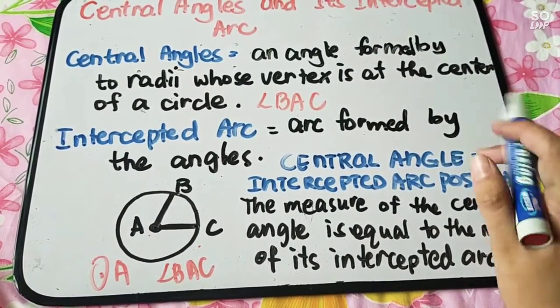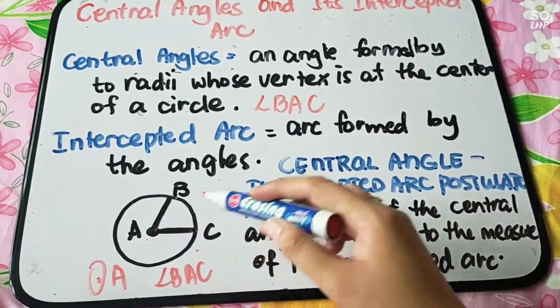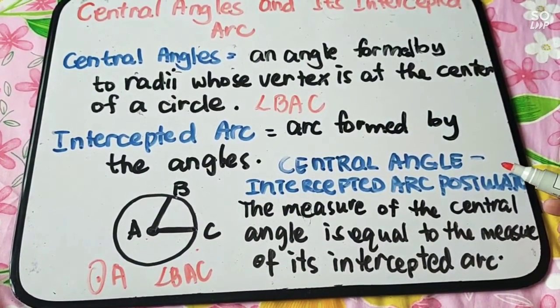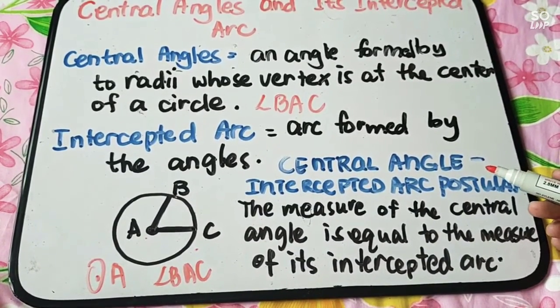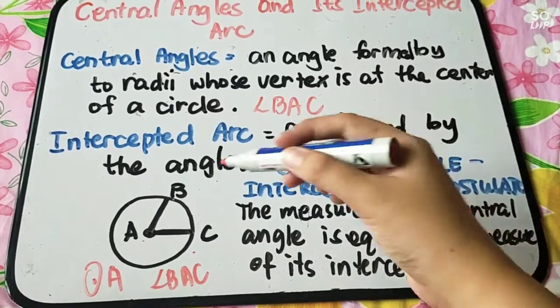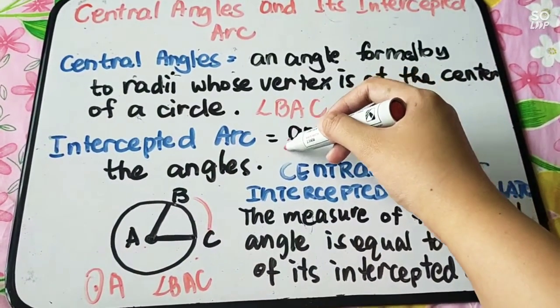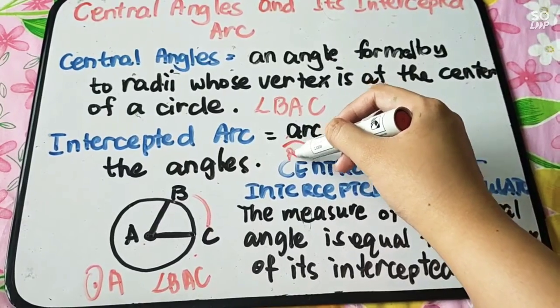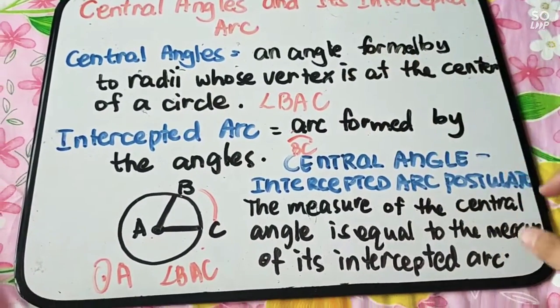Basta yung kanyang vertex is at the center of the circle, it is a central angle. Then, yung arc na nabuo ng central angle, which is arc BC, that is what you call the intercepted arc of the central angle BAC.